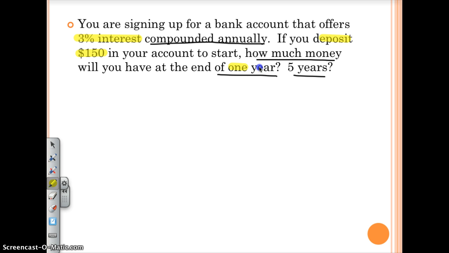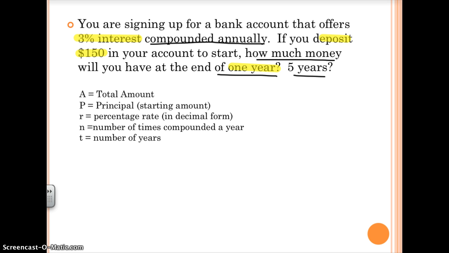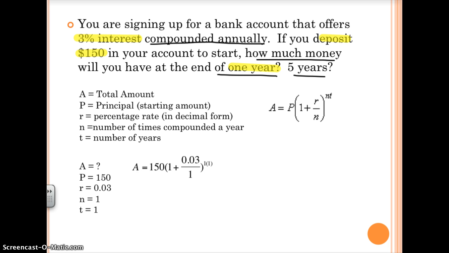So for this first part, we're going to use 1 year. Here's what the letters stand for again. Here's our equation. So for 1 year, we don't know the total amount. We know the principal is $150. We know the rate is 3%, which would be 3/100. N, the number of times compounded a year, because it's annually, would be 1. T, the number of years, would be 1.